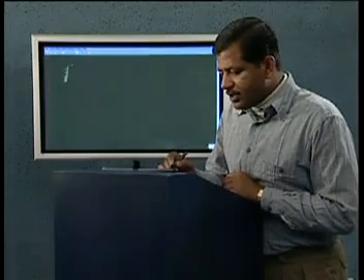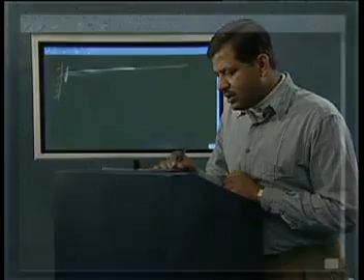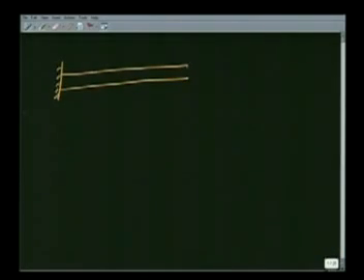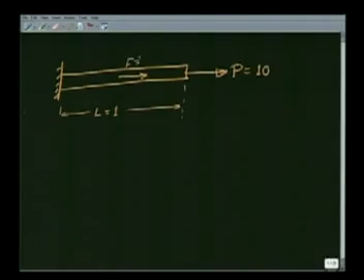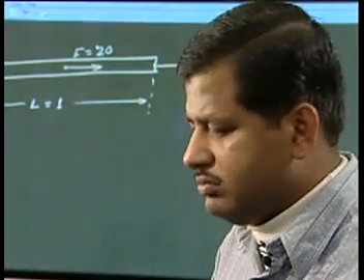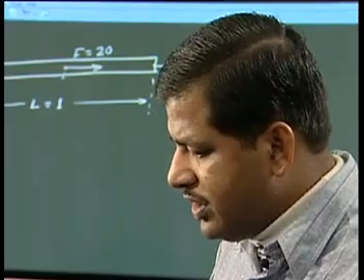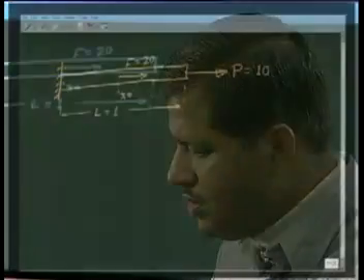Let's take a very simple problem. Again, our axial bar, it is our fictitious example that we have created with an end load 10. This is a bar of length 1. Now at the point x equal to half, I am going to apply a concentrated load F equal to 20 units. This is at the point x equal to half.